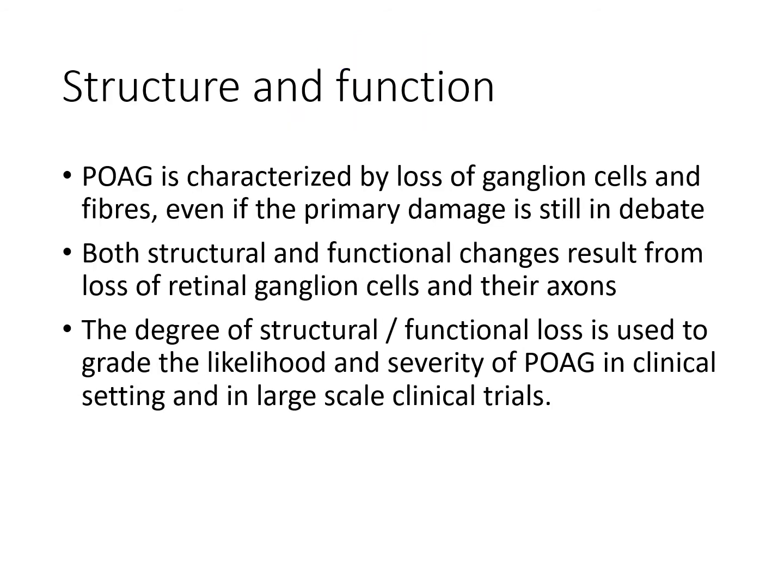Primary open-angle glaucoma is characterized by loss of ganglion cells and fibers. Both structural and functional changes result from loss of retinal ganglion cells and their axons. The degree of structural and functional loss is used to grade the likelihood and severity of glaucoma in the clinical setting and in large-scale clinical trials.